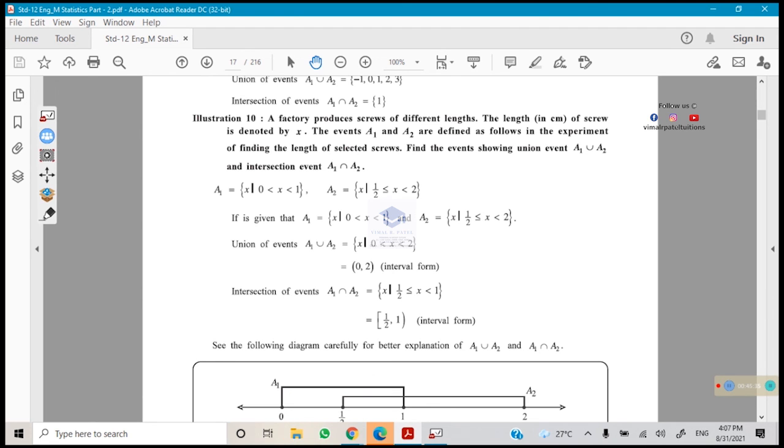In the experiment of finding out the length of selected screws, find the events showing A1 union A2 and the intersection of events A1 and A2. Now, A1 means the value of x is greater than 0 and less than 1. And A2 means x is greater than or equal to 1/2 and less than 2.